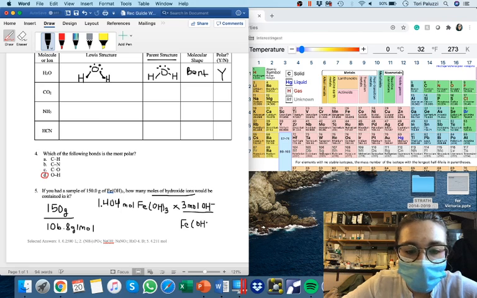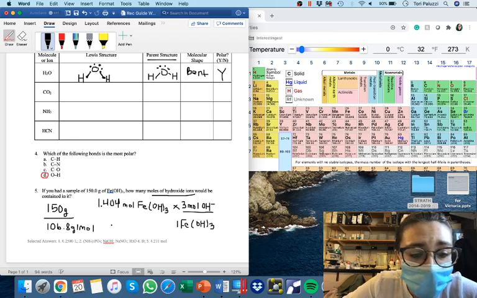Okay. So when I do that, and I finish writing, then I know that I will have 1.404 times 3, which again, when we look down here, is going to give us 4.21 moles of our hydroxide.